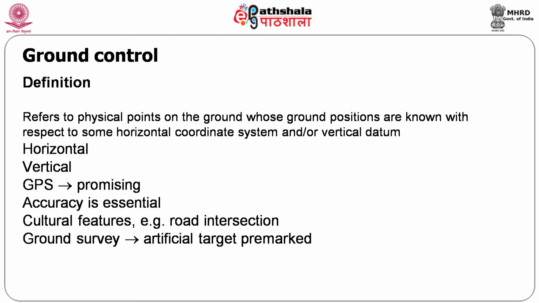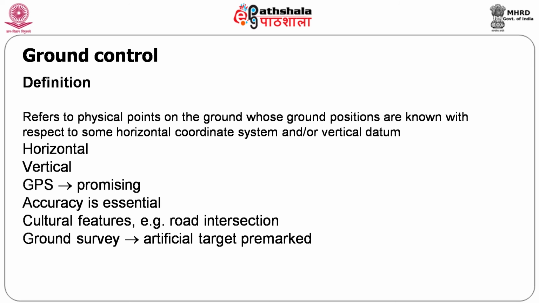So, what they will do is place the control or the particular target at that road intersection, or the intersection of a bridge and the river, or the intersection of a railway line and the road, and things like that. These are features that will not change even over a period of time. So, that sort of cultural feature also can be used as a control point.